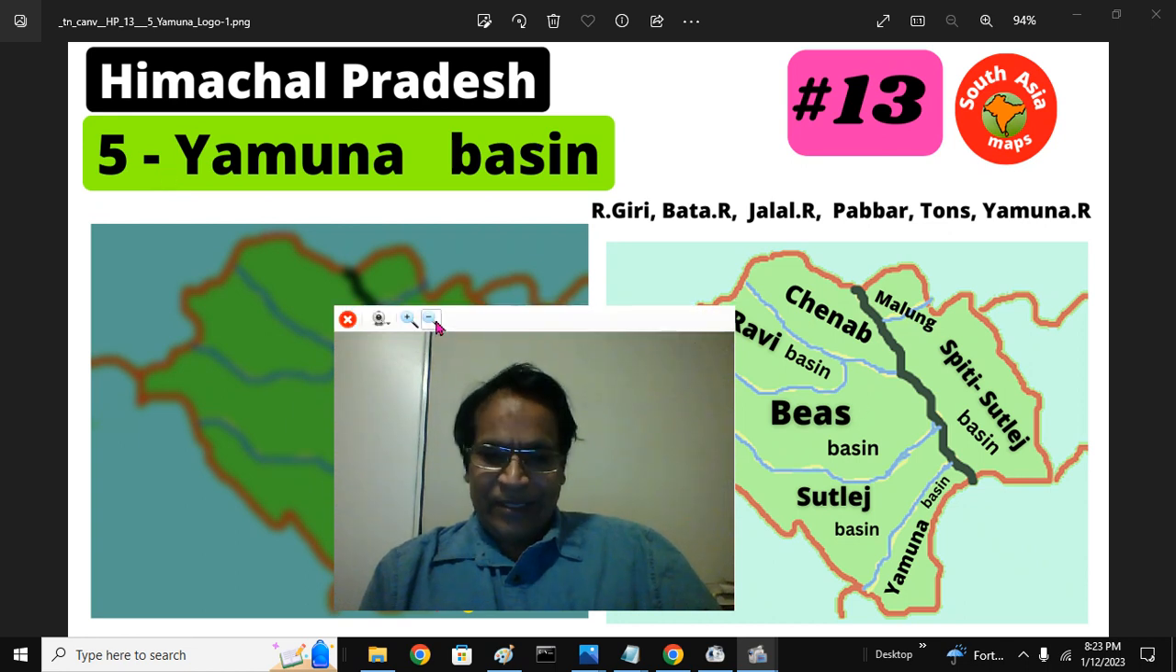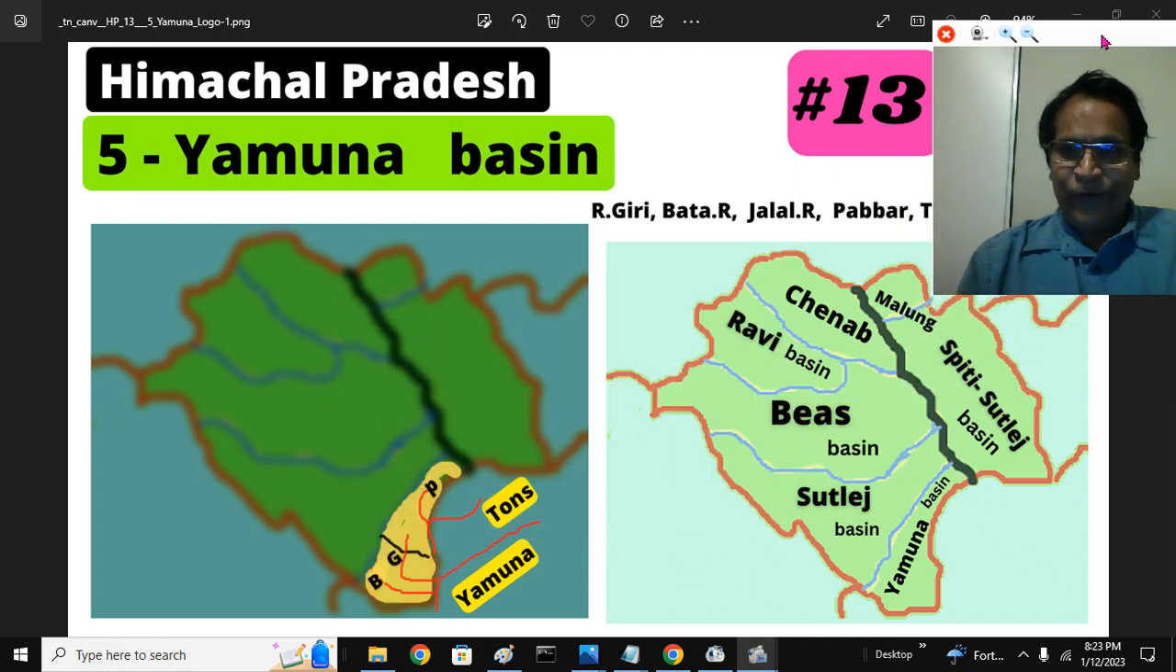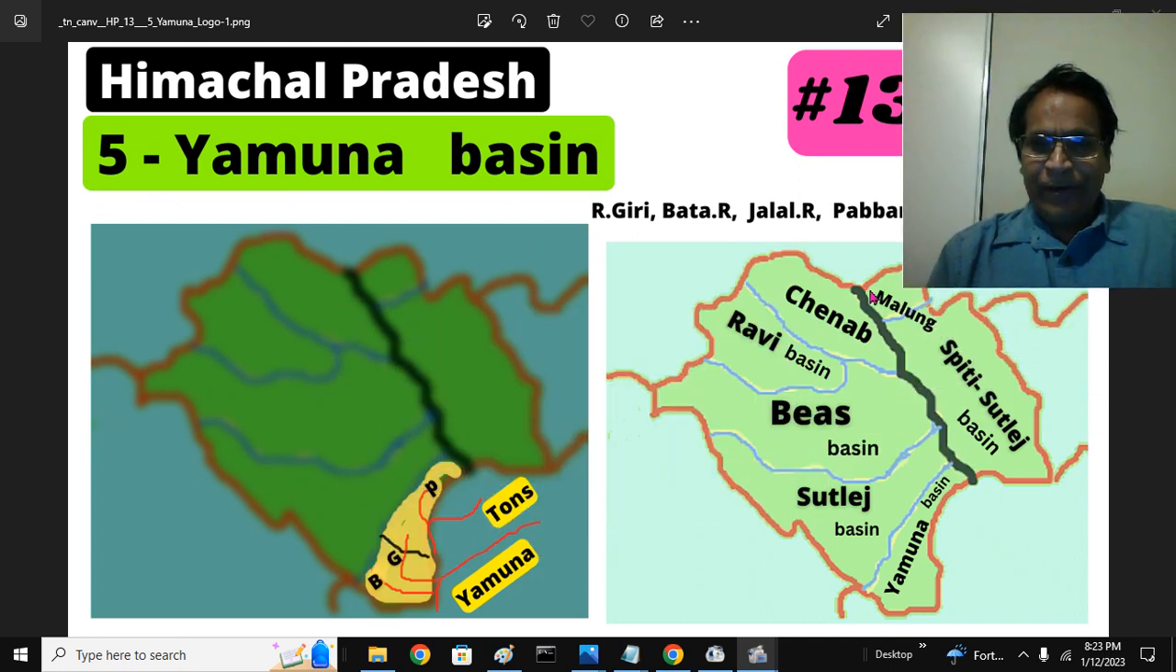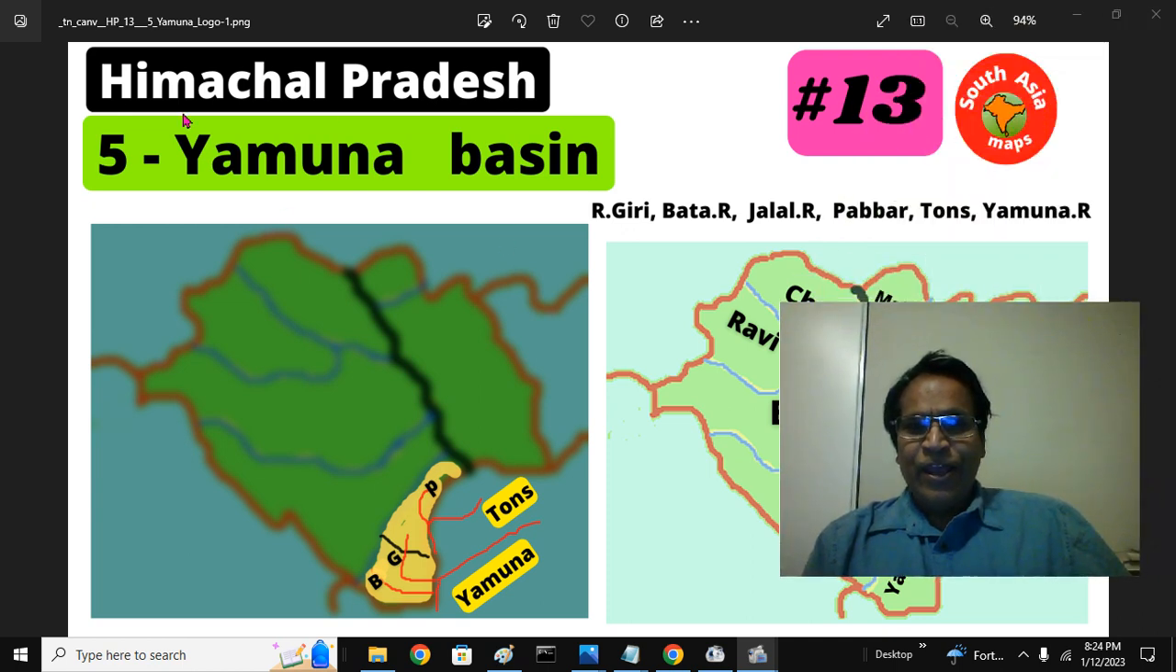There are seven basins we discussed before. In Himachal Pradesh, this is the Great Himalayan mountains. Across is the trans region. This side is cis. The cis region has five: we discussed Chenab Basin, Ravi Basin, Beas Basin, and Satluj Basin. Now the Yamuna Basin, the fifth. We look at the Spiti Satluj, that is the trans basin, and Malung Basin later. This is the Yamuna River Basin of Devabhumi, Himachal Pradesh, the fifth part among the seven.